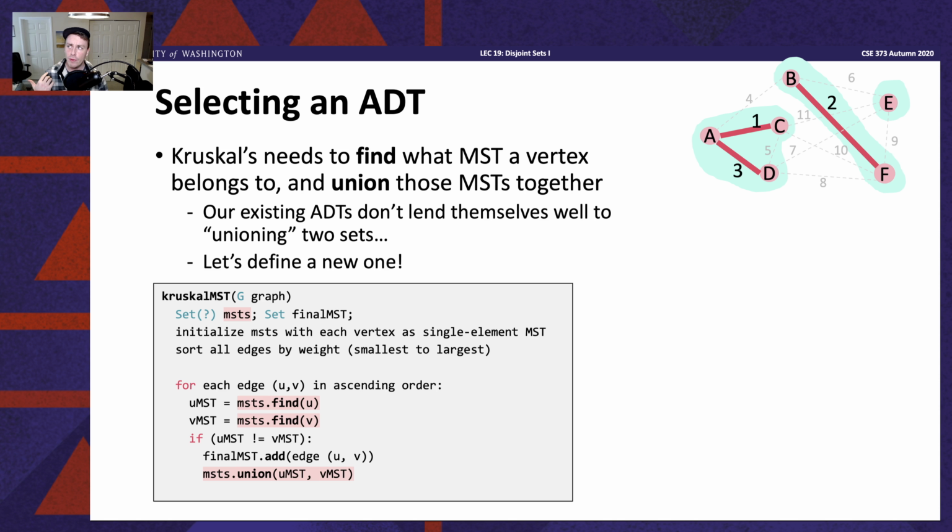And I don't think any of our existing ADTs can do something that really helps us, especially when it comes to unioning two sets. Maybe the finding might be something about a map, but doing both of those operations seems to be kind of tough. So we're going to define a new ADT that does this finding and unioning really well.